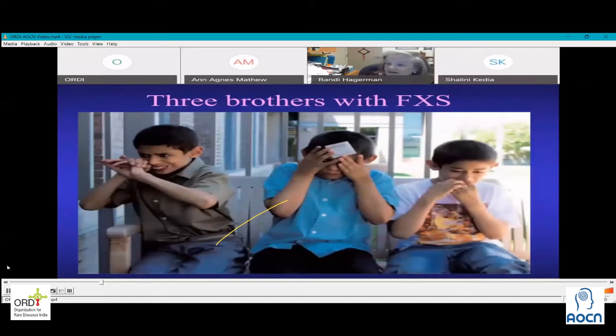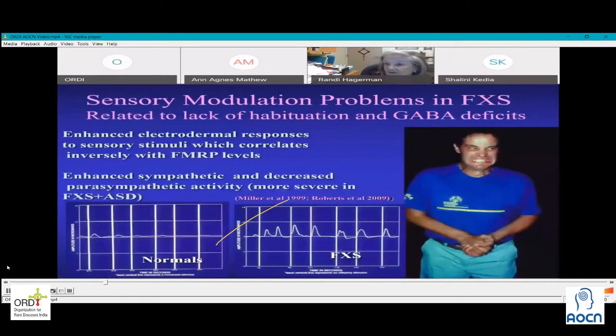Here are three brothers with Fragile X syndrome, and they nicely manifest many of the hand stereotypies, like hand mannerisms, poor eye contact. Hand biting is also very common, hand or finger biting. So these are some of the behavior problems. Many individuals with Fragile X syndrome can have aggressive outbursts. This is thought to be related to the GABA deficit. So the GABA system is the inhibitory system in the brain, and this is underactive in Fragile X syndrome.